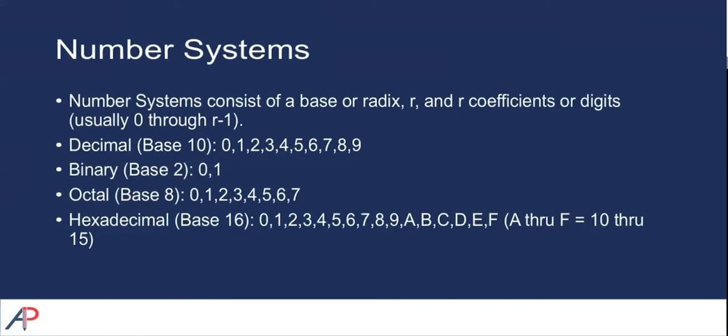So we have only 8 digits that are available to us: 0, 1, 2, 3, 4, 5, 6, 7, meaning numbers 8 and 9 are not available for use. And then we have the hexadecimal system, which is base 16. What's unique about this is that we have letters. We have alphabetical characters that will be used to represent numbers.